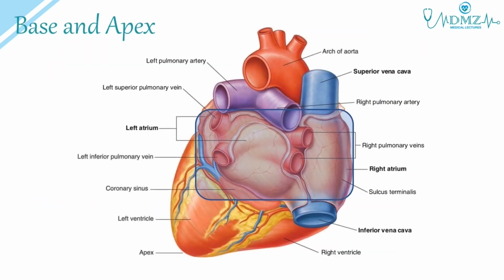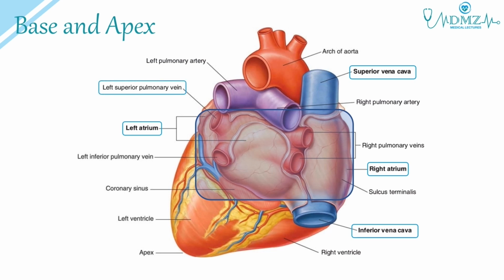The base of the heart is quadrilateral and directed posteriorly. It consists of the left atrium, a small portion of the right atrium, and the proximal parts of the great veins, superior and inferior vena cava, and the pulmonary veins, which include the left superior pulmonary vein, the left inferior pulmonary vein, and the right superior and inferior pulmonary veins.